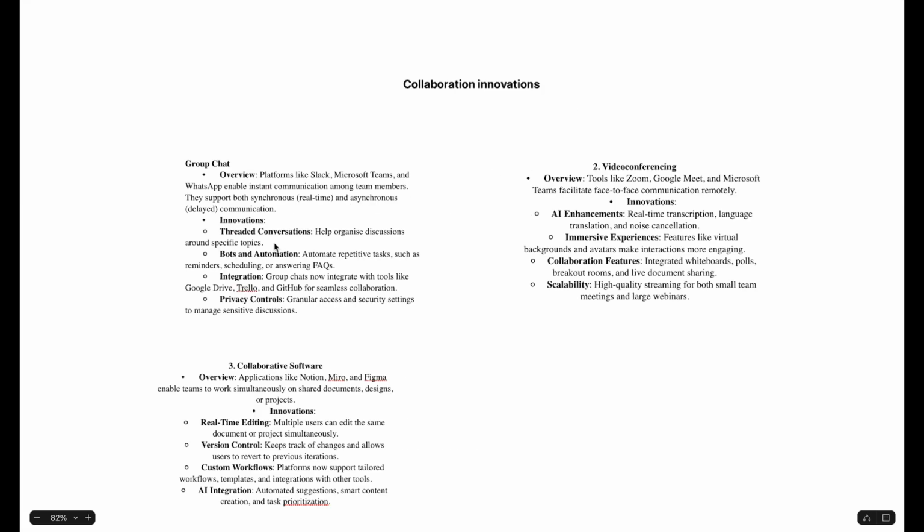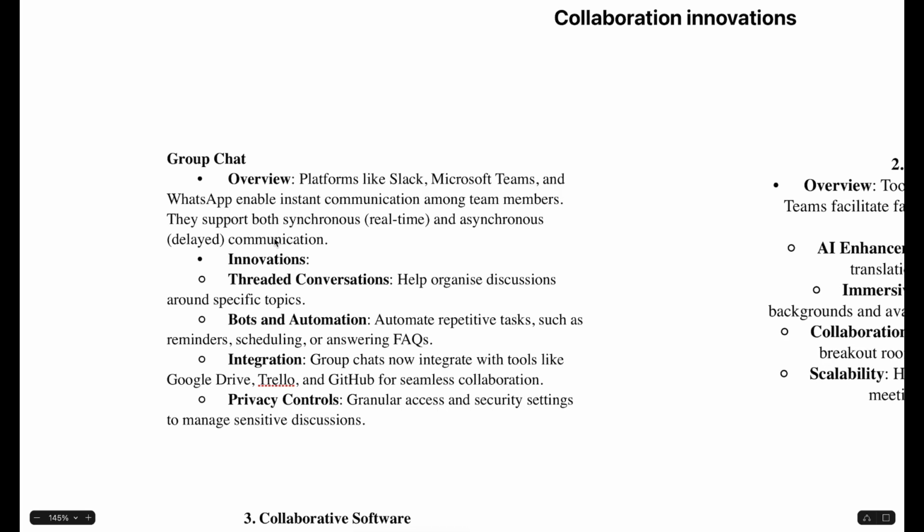Now we can take a look at collaboration innovations. These are created for people to work together. The first one is group chat, with platforms like Slack, Microsoft Teams, and WhatsApp. They allow people to have instant communication amongst their team members and support synchronous communication.